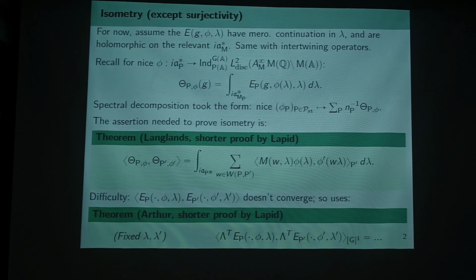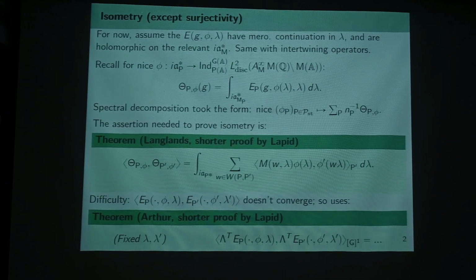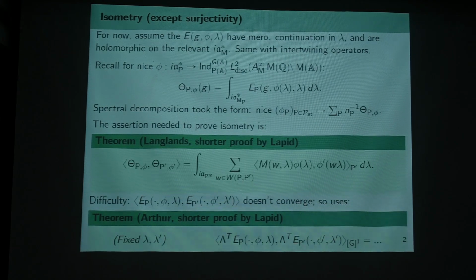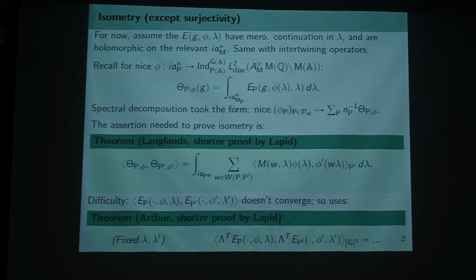Sorry, you never said what nice means for phi. Nice means that it has to be C infinity, and it has to take values in a finite dimensional subspace of the target. But those are enough to be dense in here.